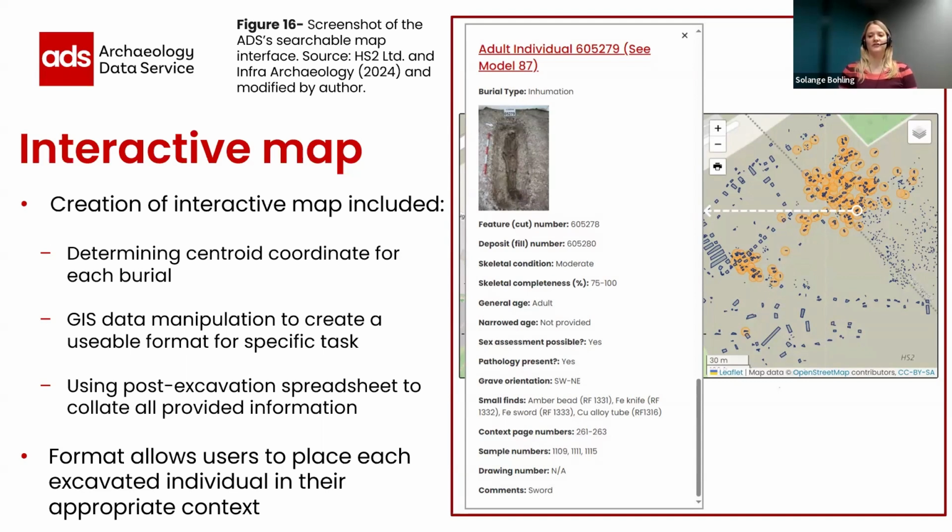to collate all provided information about each individual, for example, preservation, completeness, age, sex, small finds, etc. From this information, a spreadsheet was created, which included a skeleton number and its associated context, grave cut and model numbers, polygon spatial coordinates, and post-excavation information. This spreadsheet was uploaded to the ADS Special Collections database, creating a map which identified the location of each excavated individual within the cemetery. The user can click on the point associated with each skeleton, and the contextual information appears as a pop-up as shown in Figure 16.